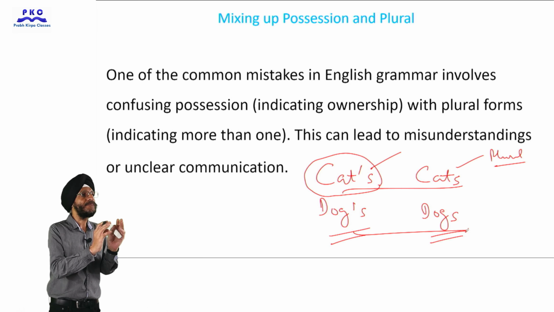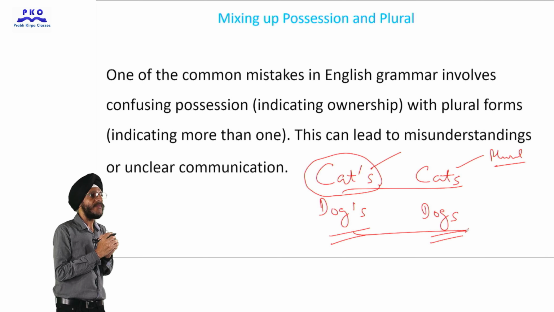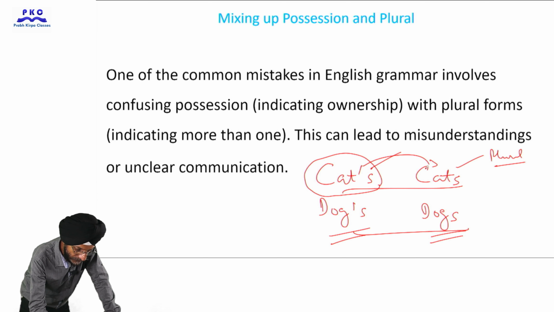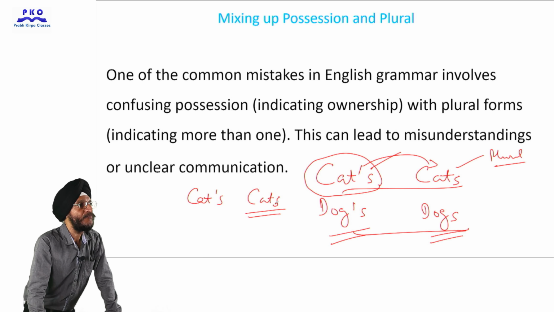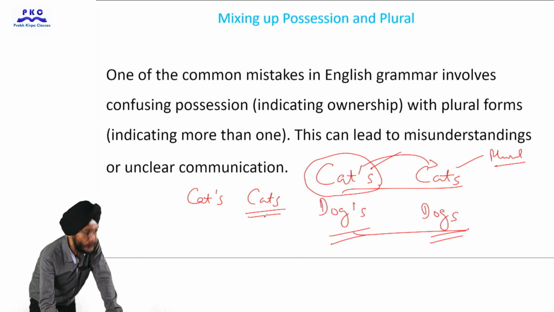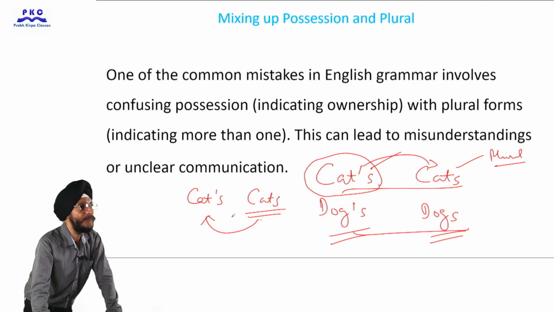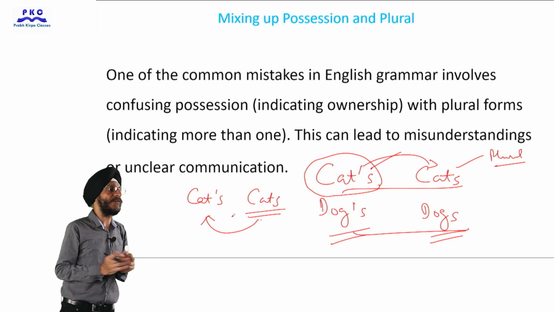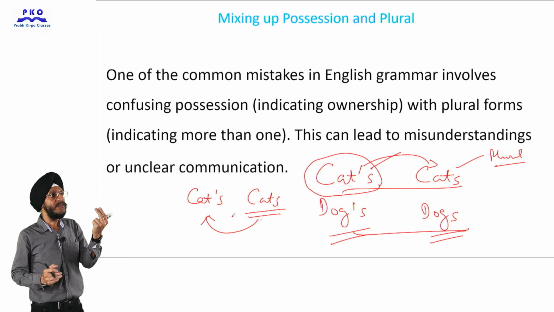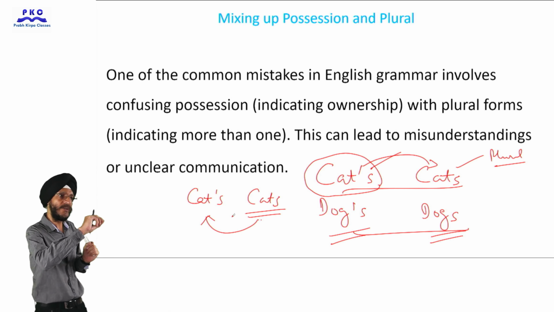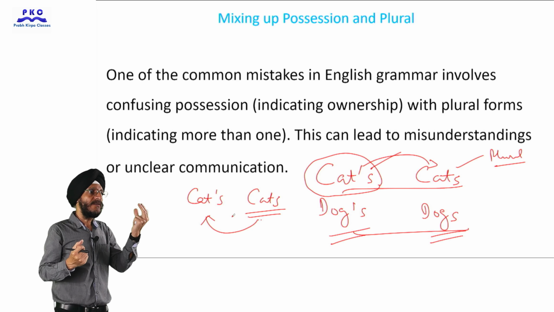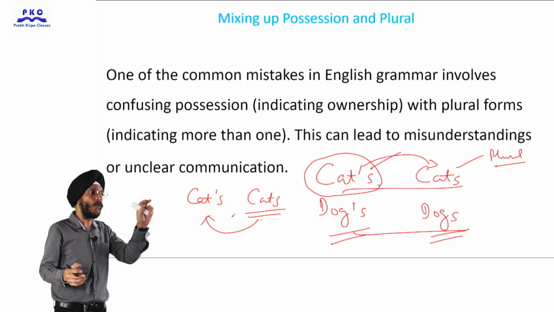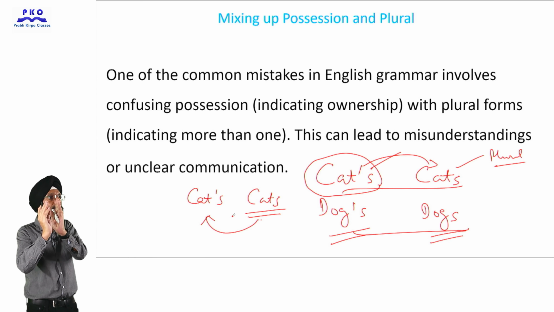So, while writing a sentence, if we mix up these two, that is, in place of apostrophe s we make use of the plural form, or in place of the plural form we use the possessive form, the meaning is totally different, or the message is incorrect. What we write is wrongly conveyed to the other side. What we want to convey, the other person understands wrong, because we have mixed up possession with plural.